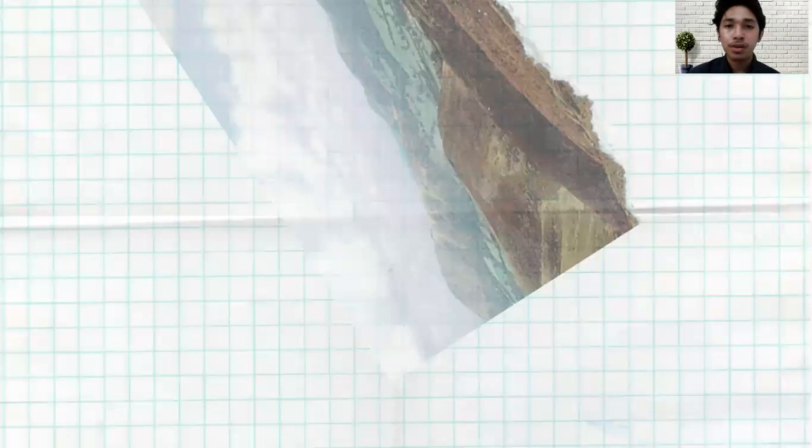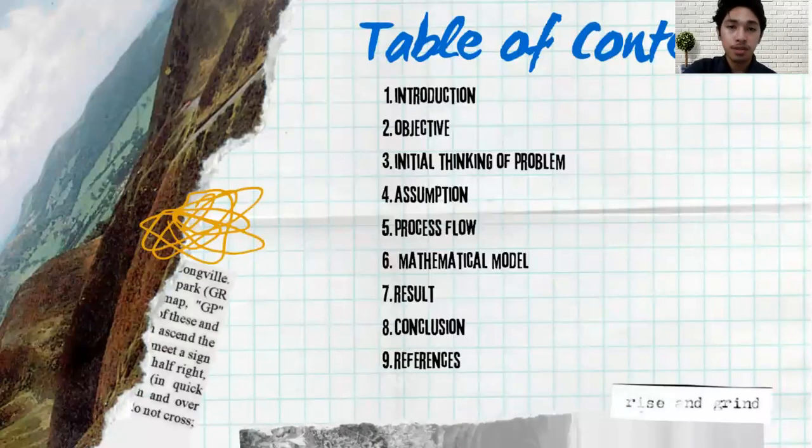So this is the table of contents of my final project. It consists of introduction, objective, initial thinking of problem, assumption, process flow, mathematical model, result, conclusion, and last but not least, references.